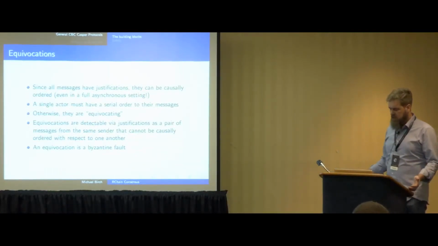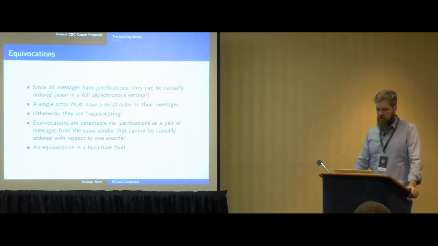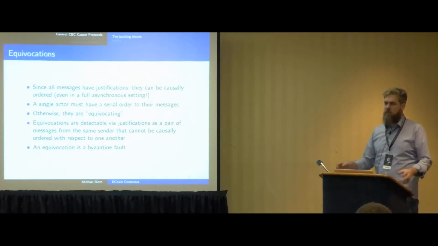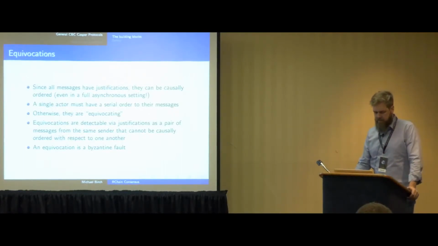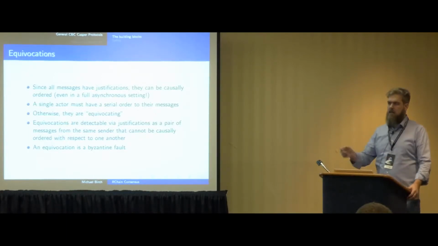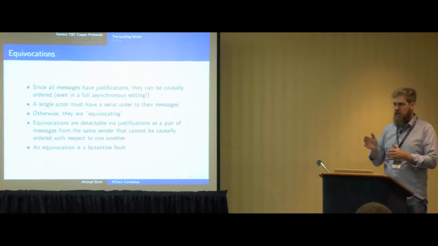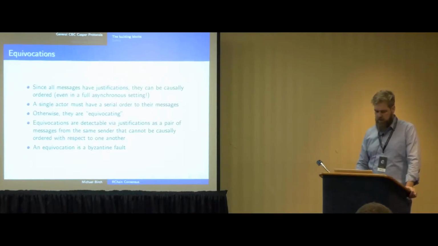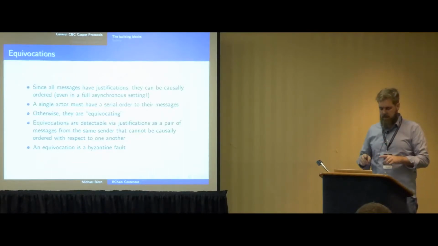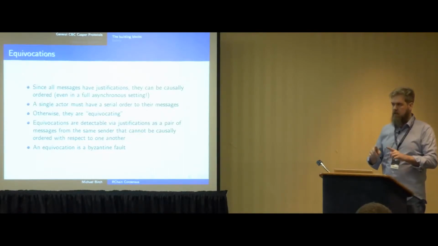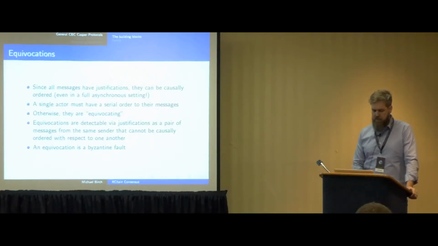Since all messages have justifications, they can be causally ordered even in a fully asynchronous setting. So what we get out of this structure is a DAG. A single actor must have a serial order to their messages. So as validators see messages, they assign an ordering to them. Otherwise, they're equivocating. Equivocations are detectable by means of justifications. So if you get two messages and you can't causally order them properly, then they're equivocating. That is a Byzantine fault.